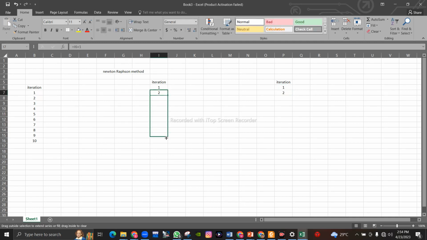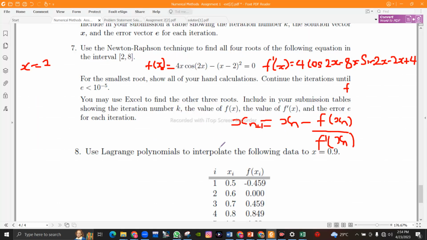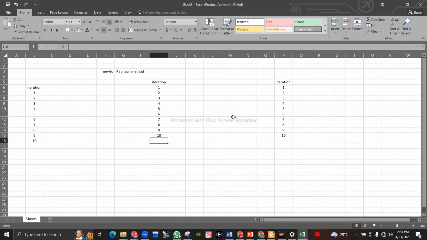So the first 10 iterations that we are using, we want to delete some. So I'm through with the iteration aspect. The next thing is for us to know, they said submit a table including k, f of x, the value of f of x. So we want to know the value of f of x. Now what's the formula for f of x? What does f of x say?